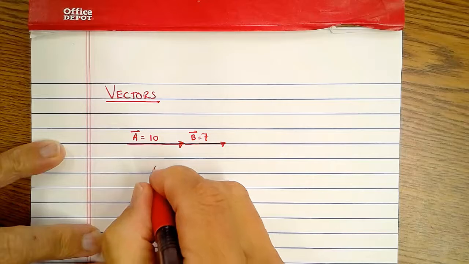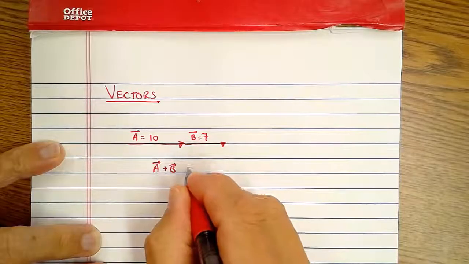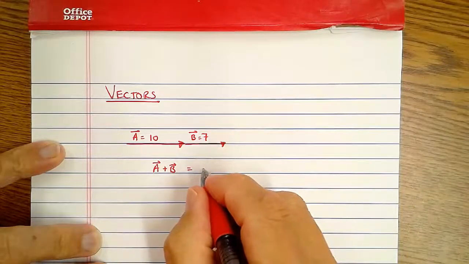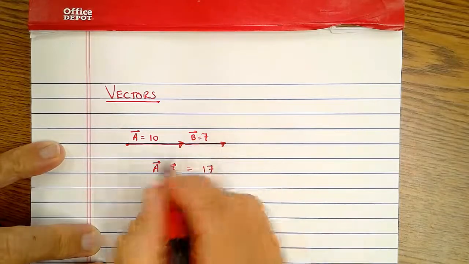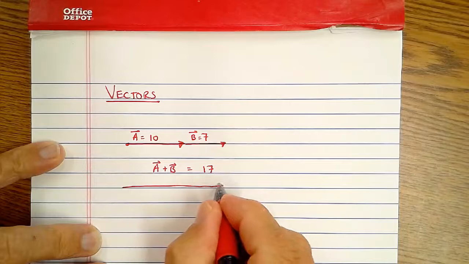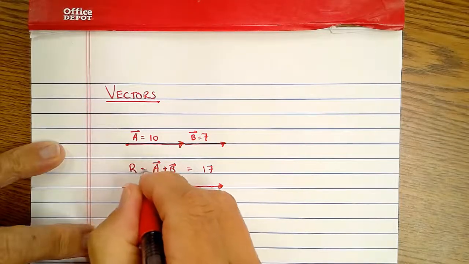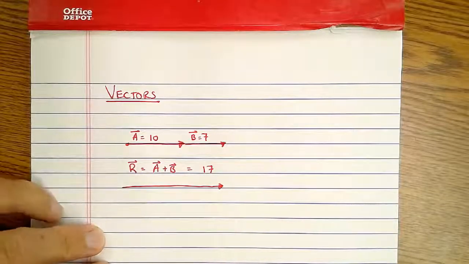If I said, what is A plus B? What is the result of adding A plus B? Well, that's pretty easy. If they're in the same direction, that's simply a vector that is 17 units long. So it starts here and it ends there. So we would say the result, A plus B, is a vector like that. And sometimes we call that the resulting vector, R. So that's fairly straightforward.